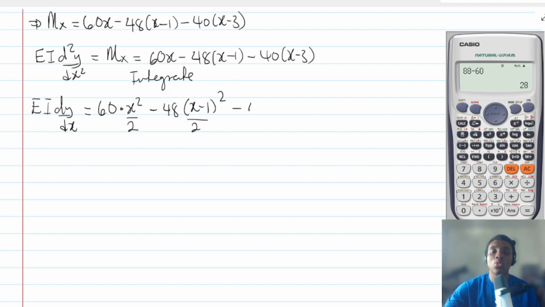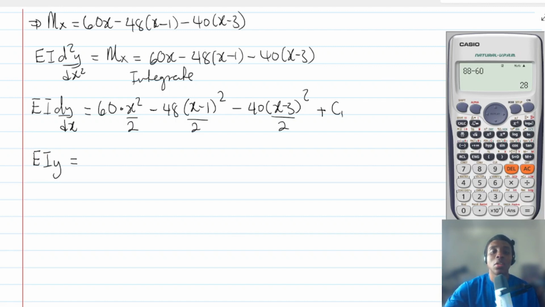So this one too, you do the same thing. You are going to assume x minus 3 as a whole and then you integrate. Okay. So if you do that, you have to bring a constant C1, because after integration you need to bring a constant. Okay. So at this juncture, we've been able to set up the slope. And once we've gotten the slope equation, it means we can go ahead and get the deflection. So if I integrate slope, I get deflection.